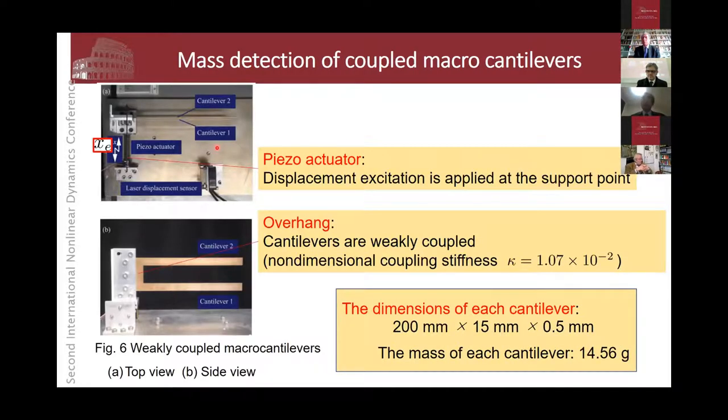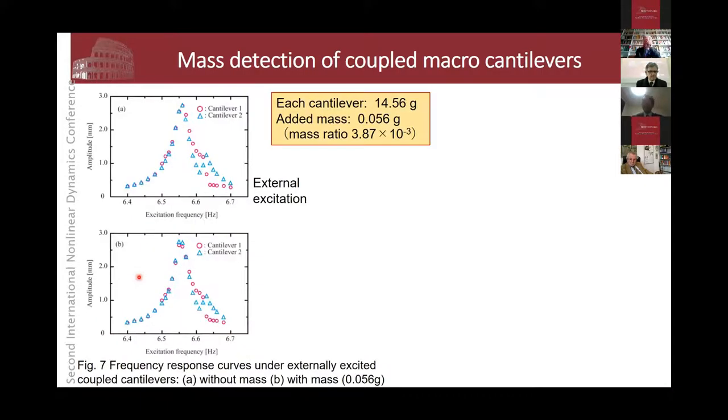Figure 6 shows weakly coupled macro cantilevers. A is the top view of the mass sensing system. The support point is actuated by the piezo actuator according to the feedback control with respect to the deflection of cantilever 1. B is a side view: two nearly identical cantilevers, 1 and 2, are weakly coupled at this overhang. We attach a small magnet of mass 0.056 gram as an added mass to cantilever 2.